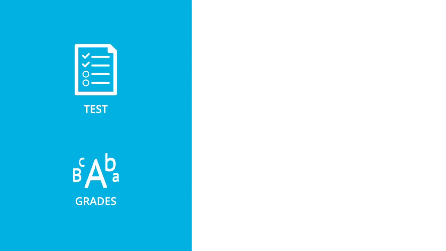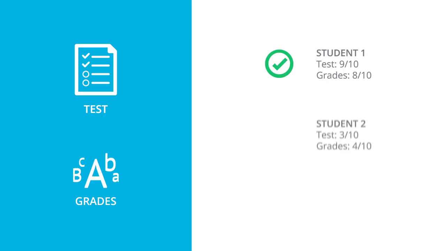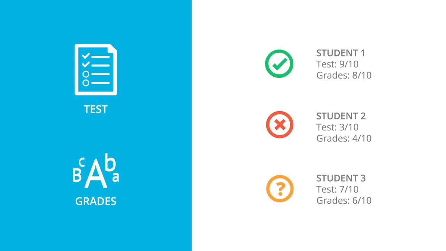We'll start with student 1 who got 9 out of 10 in the test and 8 out of 10 in the grades. That student did quite well and got accepted. Then we have student 2 who got 3 out of 10 in the test and 4 out of 10 in the grades, and that student got rejected. And now we have a new student 3 who got 7 out of 10 in the test and 6 out of 10 in the grades, and we're wondering if the student gets accepted or not.